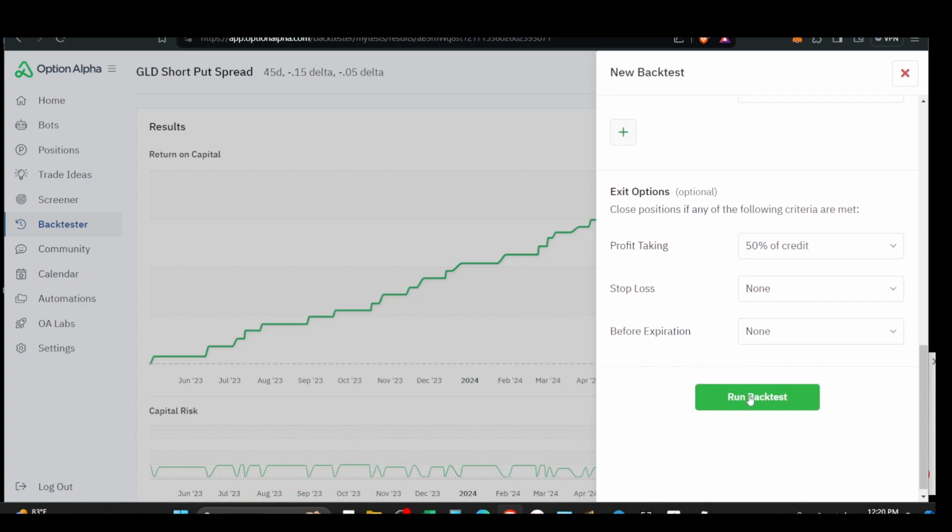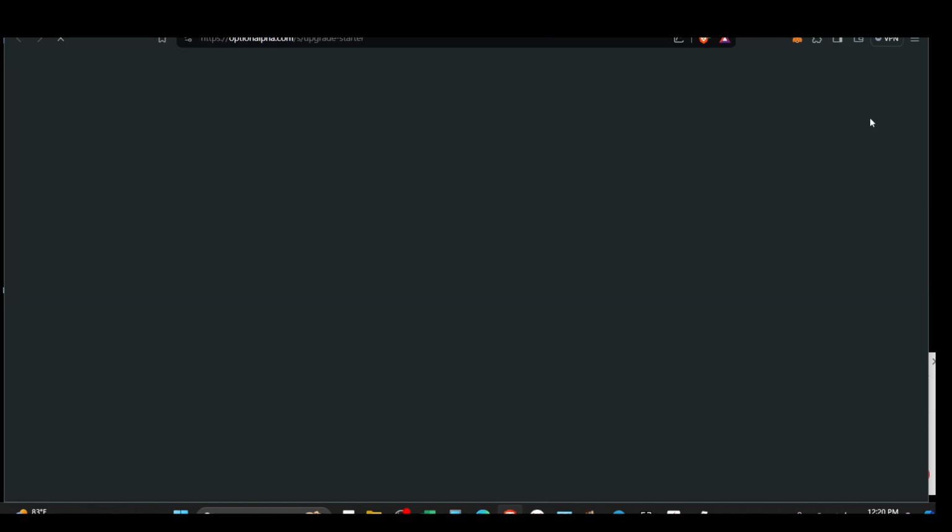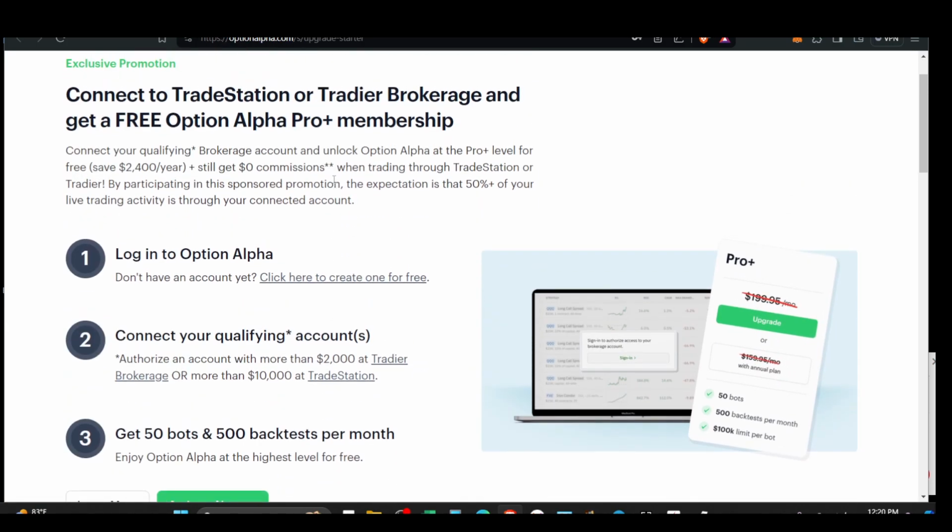So basically, if I were to run a backtest, it says you have used all three backtests included in your plan for this month, and then you can upgrade. If you click on this upgrade, then you will see something interesting. If you have a Tradier brokerage account, which I do, then you get a free Option Alpha Pro Plus membership, which is 2,400 a year and zero commission.